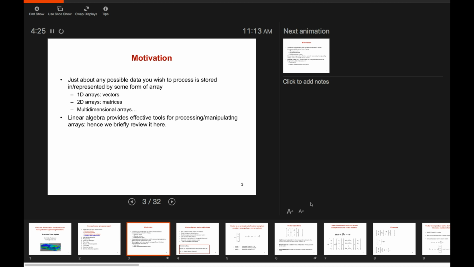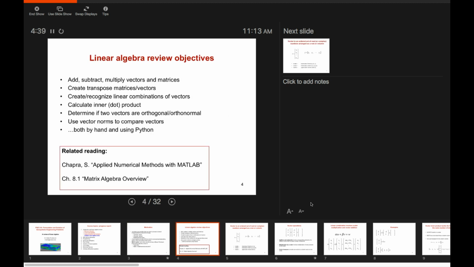And you will learn that actually in differential equations, linear algebra in dealing with matrices is very useful as well. But essentially in petroleum engineering, it's just dealing with massive amounts of data. So we simply want to, at the very basic level, be able to add, subtract, multiply these vectors and matrices.